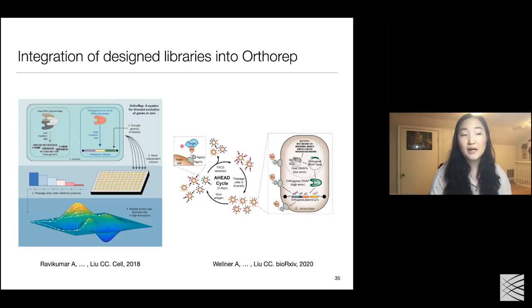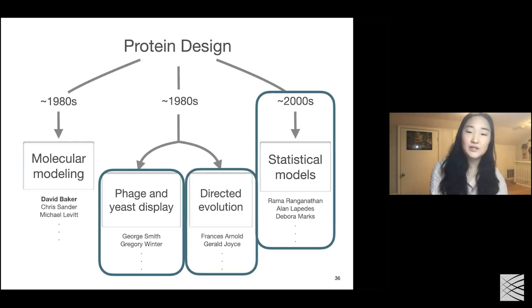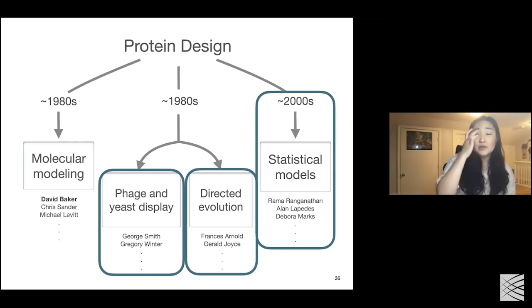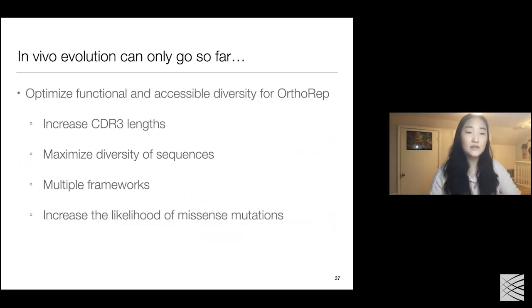In addition, combining the phage display and directed evolution systems into a system called AHEAD, Chang Liu and Andrew Cruz have developed a system such that we can express our nanobody library on the surface of yeast cells combined with this in vivo evolution system. And so what happens here is now, in addition to phage and yeast display and statistical models, we can harness the power of directed evolution for protein design. But in vivo evolution can really only go so far. And so we still need to increase some of the diversity and optimize the functional and accessible diversity for OrthoRep.